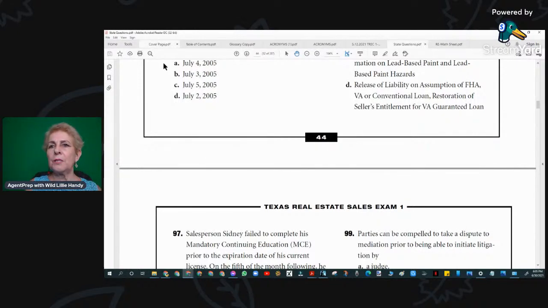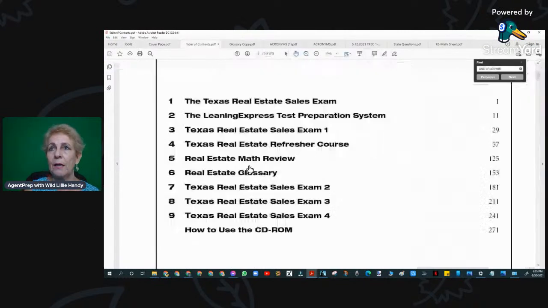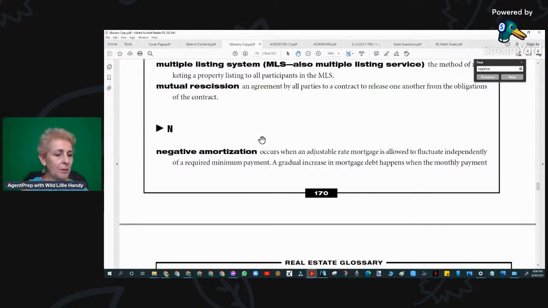All right. So the source that we use every one of the times is this one here for glossary, vocabulary, terms, definitions, whatever you want to call them. It's the Texas Real Estate Sales Exam, by Learning Express. It has a table of contents with 1, 2, 3, and 4 exams and a little test preparation. It gives you a preview of the real estate exam, a refresher, math review, and of course the vocabulary. The vocabulary is what we start off with every day, so that you can be well versed with it since you're learning a new language. We left off, or we're starting off, with negative amortization today.